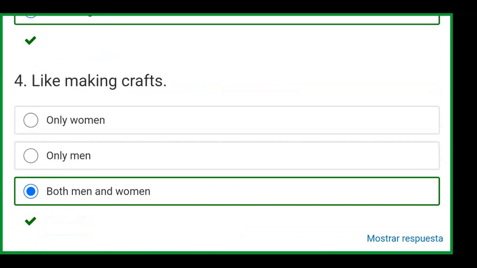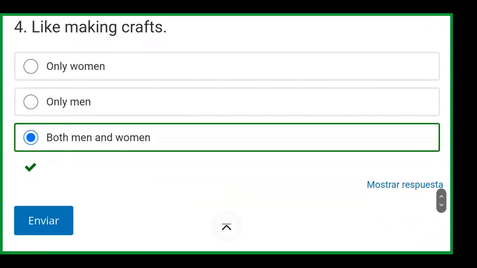Men and women like making crafts, both men and, una pregunta, is it woman or women? Women is plural. Women is plural, and woman is singular. Ah, sí, ahí sí la oí mencionar así. Okay, thank you. Finish. Congratulations.